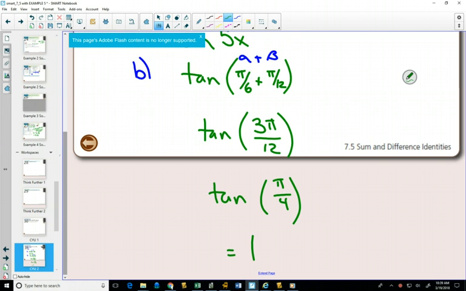So this is simplifying that one. Now for this example number 2, we won't do these questions right now, but we'll have some time at the end of class for practice number 4 and number 5.